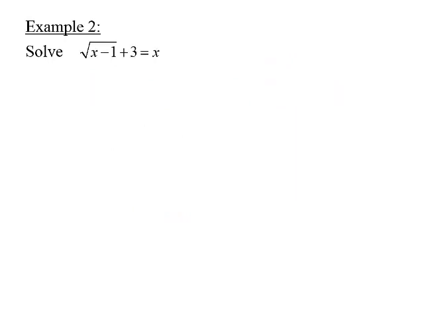A second example is the square root of x minus 1 plus 3 equals x. We must first isolate to get the square root of x minus 1 equals x minus 3. Very, very important that you don't just square each term. That is not the way you square one side of an equation. So we have to get the radical isolated to one side. Now that that's done, we can square each side.